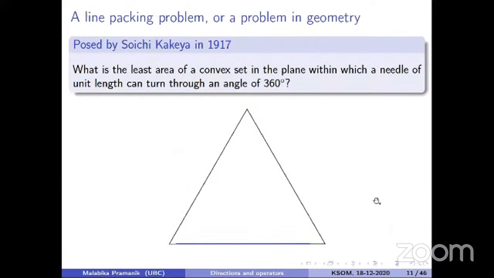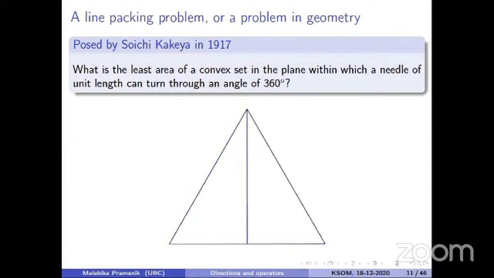In the year 1917, the following problem posed by the Japanese mathematician Soichi Kakeya appeared in the Tohoku Journal of Mathematics. What is the least area of a convex set in the plane within which a needle of unit length can turn through an angle of 360 degrees without any part of the needle ever leaving the set? The question was solved shortly thereafter by Pál, who showed that the answer is an equilateral triangle of unit height.